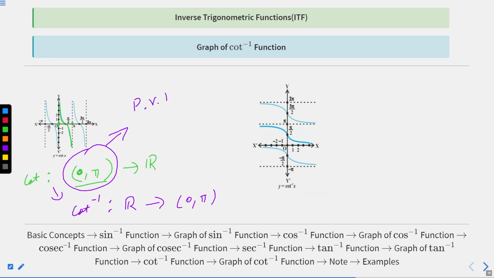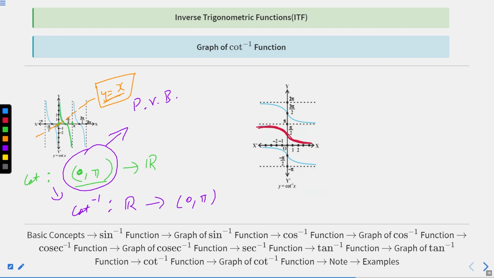Okay, and the inverse function, how will you get the inverse graph? Just do nothing, take the mirror image of the graph with respect to y equals x. What will you get? You will get your graph like this. Okay, like this. I hope that it is now very clear to you.